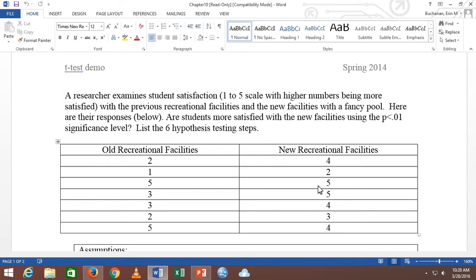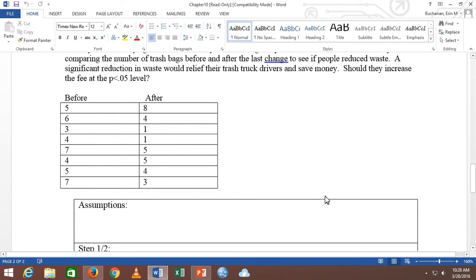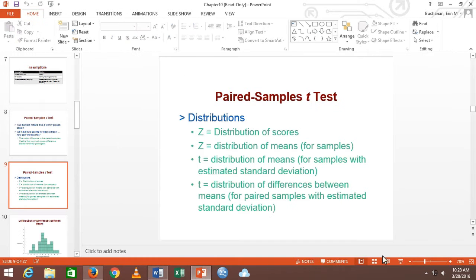So we asked every person both. How do you like the old one? How do you like the new one? But on this one, it is time. So anytime you see before and after, it's automatically dependent t.